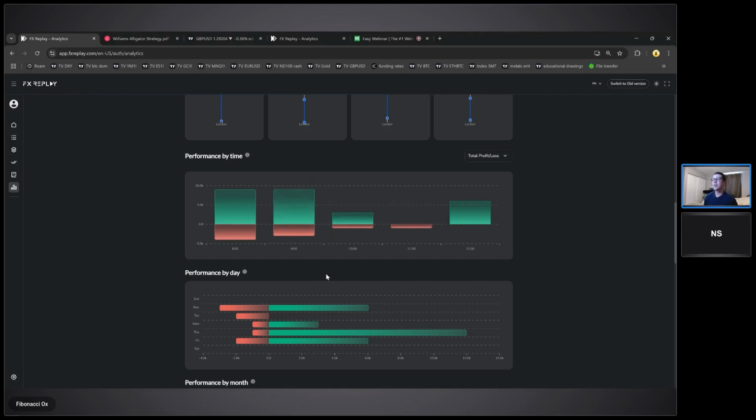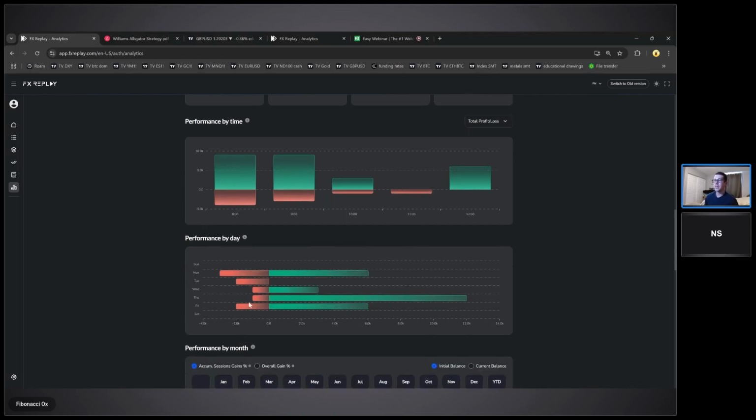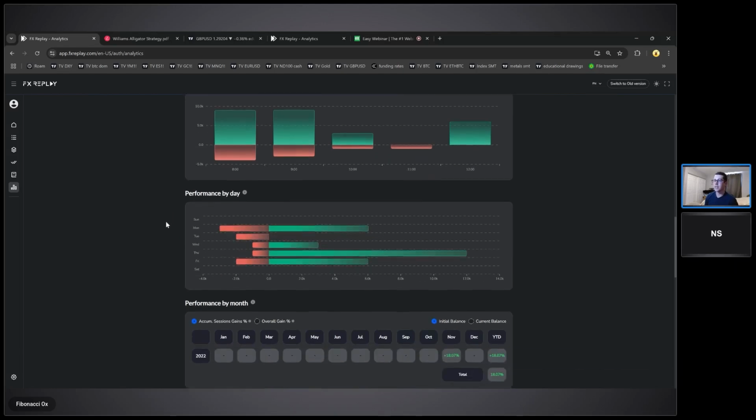But after you get a larger sample size, definitely you can look at this performance by time and maybe identify that certain hours of the day you don't want to trade. Same thing with the days. As you get larger sample sizes, again, I think there's just like 2 trades. But if you see over 100 trades or 200 trades that a certain day of the week is a lot worse performing than the others, maybe you can not trade that day as well.